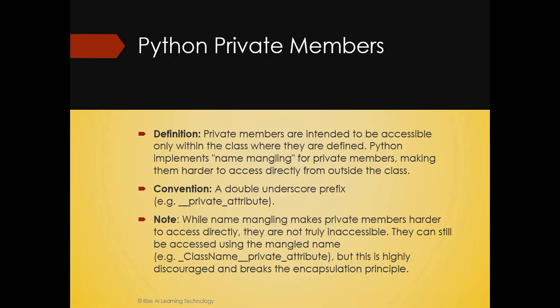What are the privates? Private members are intended to be accessible only within the class where they are defined. If I create a class A, and within that class A I create some attributes, these will only be used within the scope of this class, where they are defined. Python implements name mangling. This name mangling is the concept I was trying to mention. You can even still use it outside by using this name mangling concept: the class name, then underscore underscore private attribute. You can even call it via this.